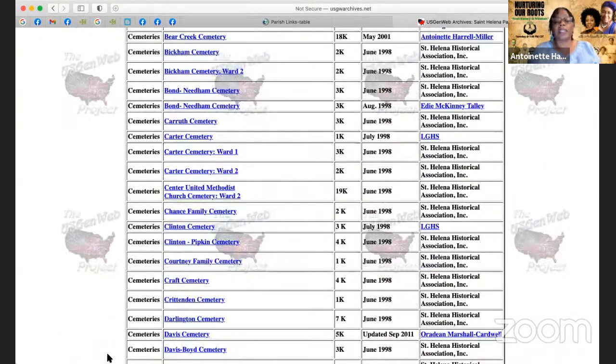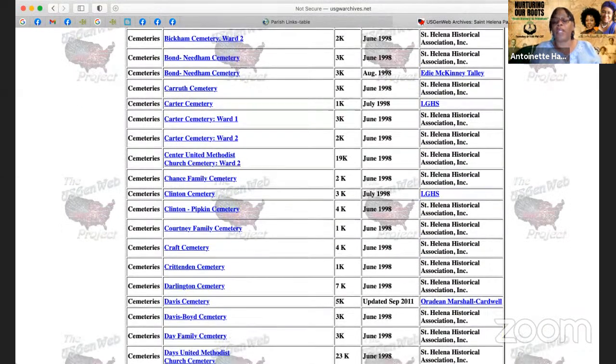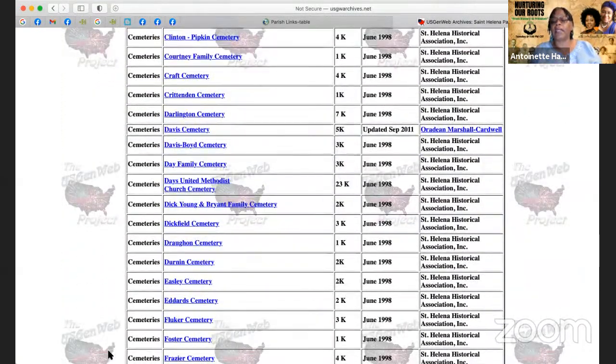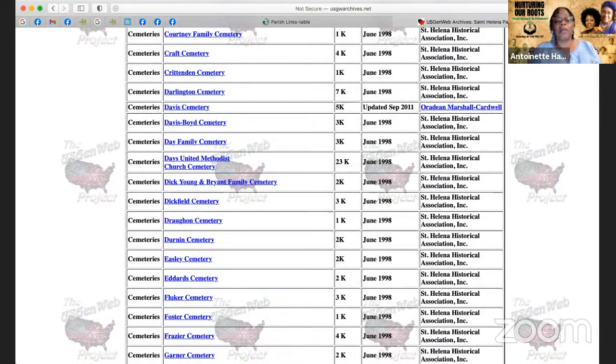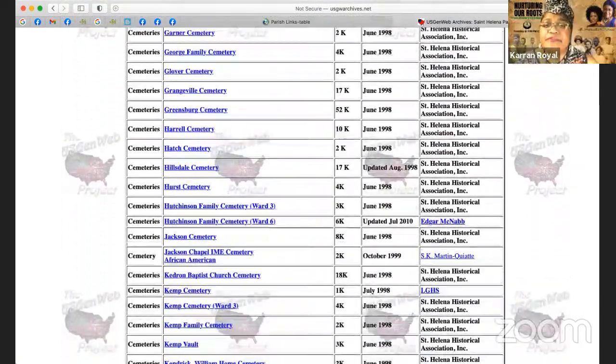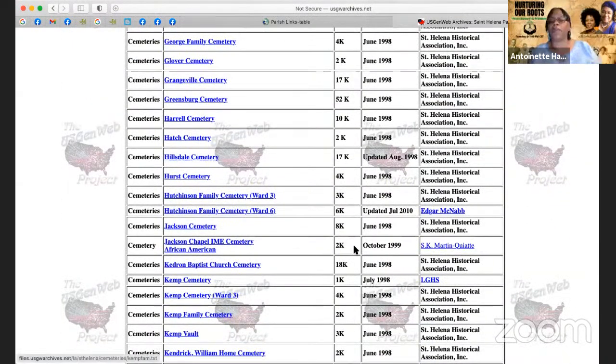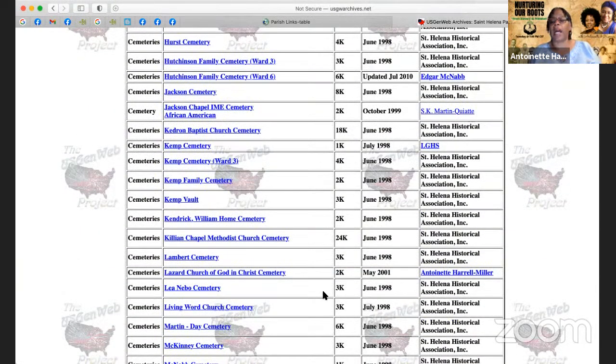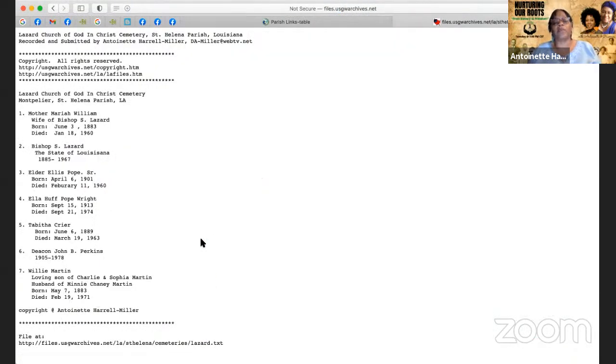And so all of these are cemetery records. What this is showing is that the St. Helena Historical Association documented all of these cemeteries here. Wow. Mm-hmm. I know this one here. This is Stephanie Martin. She recorded Jackson Chapel IME. All right, here's another one. I did a couple of these, and I donated to Lazard Church of God in Christ. I want to pull that up.